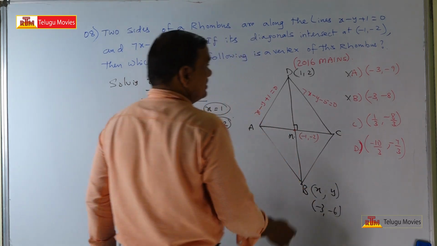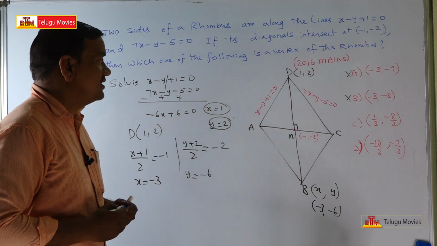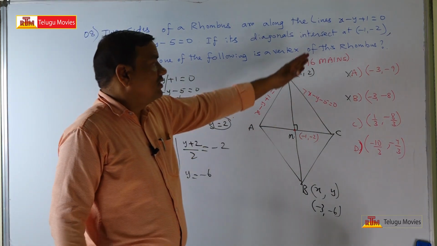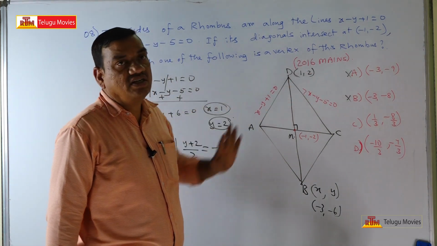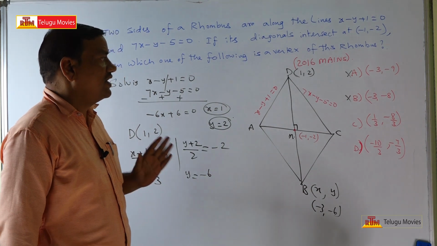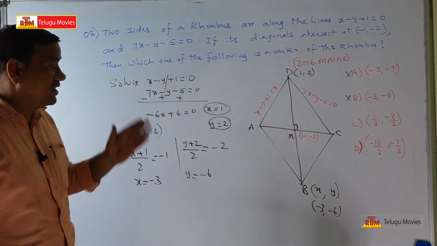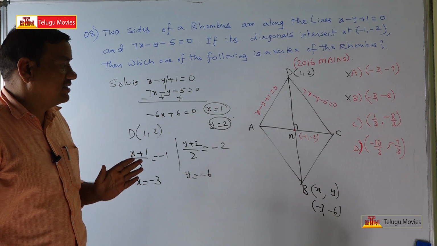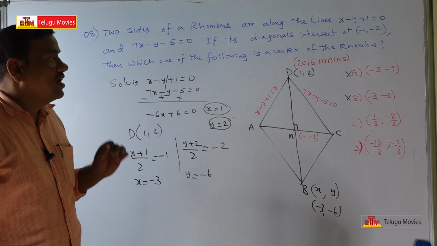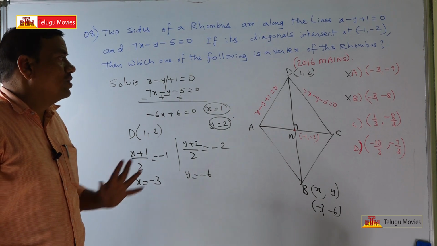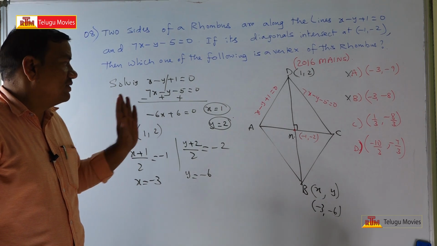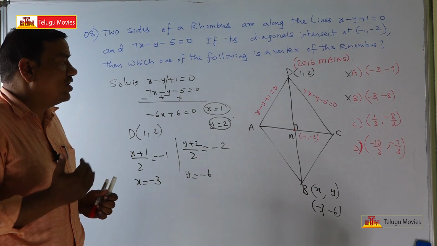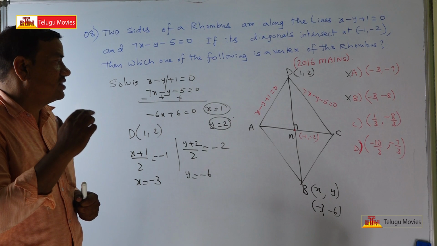Since minus 3, minus 6 is one of the vertices, the options minus 3, minus 9 and minus 3, minus 8 cannot be answers. Why? Because they also lie on the same line. All these lie on one line, so those two cannot be your answers. That leaves the other two options, so the answer is either C or D.